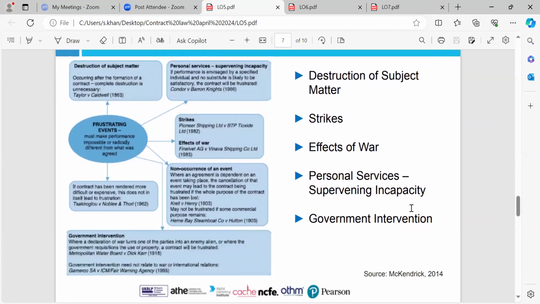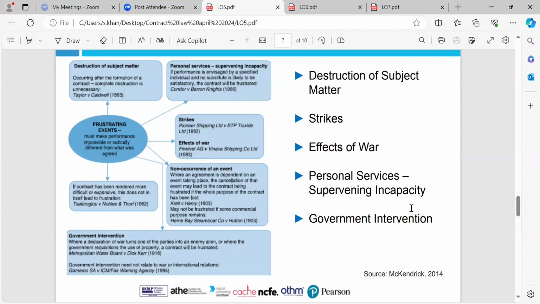Another one in regards to strikes is Pioneer Shipping Limited. And then the effects of the war, Fibrosa v Fairbairn. And then we've got the non-occurrence of an event, which is where an agreement is dependent on the event taking place. The cancellation of that event may lead to the contract being frustrated if the whole purpose of the contract has been lost. And the case in regards to that is Krell v Henry, 1903.